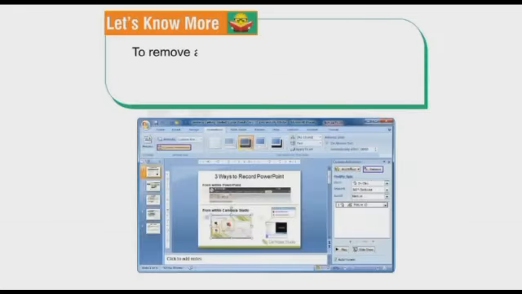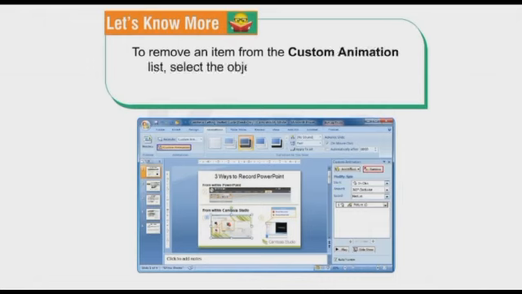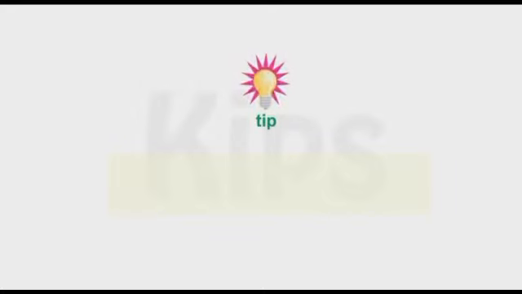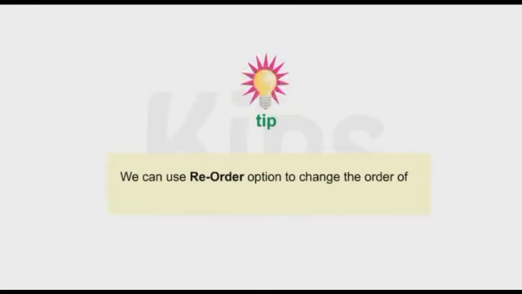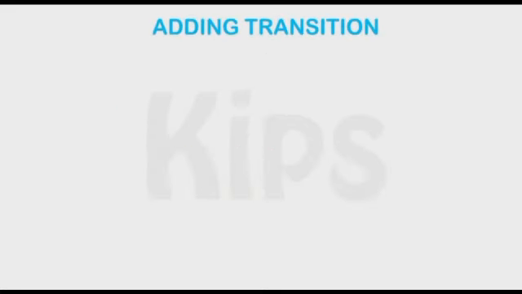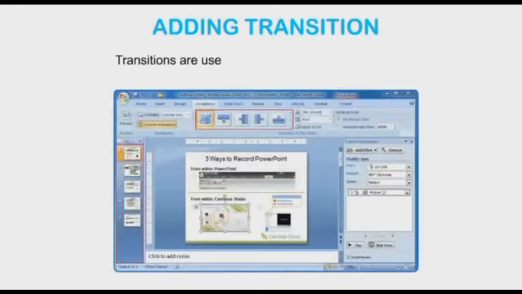Let's know more about how to remove an item from the custom animation list. Select the object and click on the Remove button on the custom animation pane. More about tips. We can use the reorder option to change the order of the different objects. Adding a transition. Transitions are used to add visual effects to the slides.